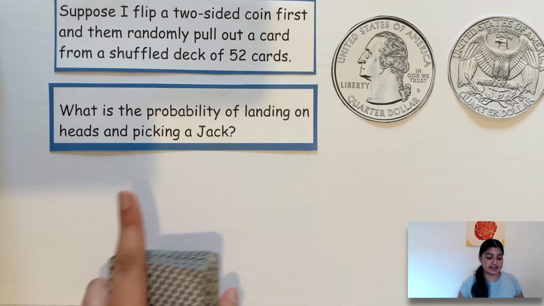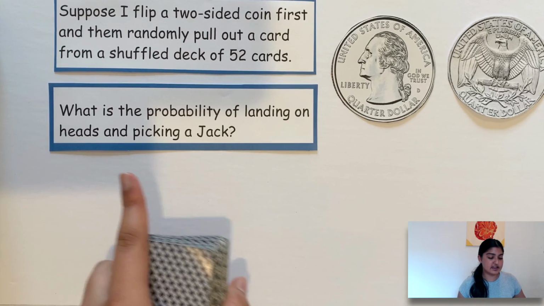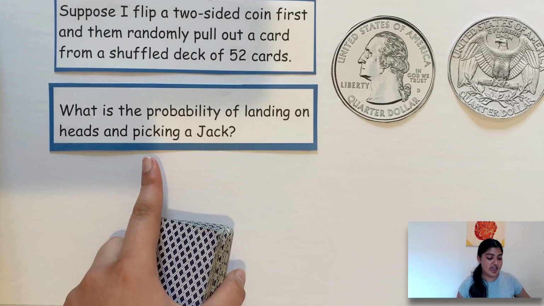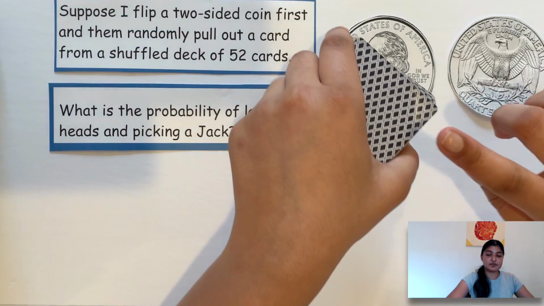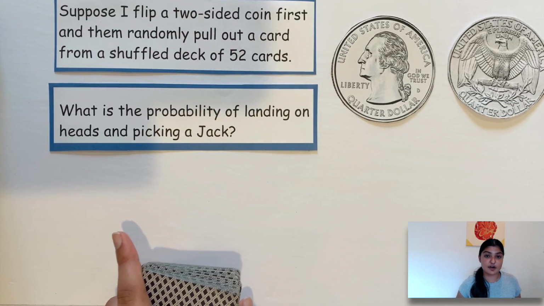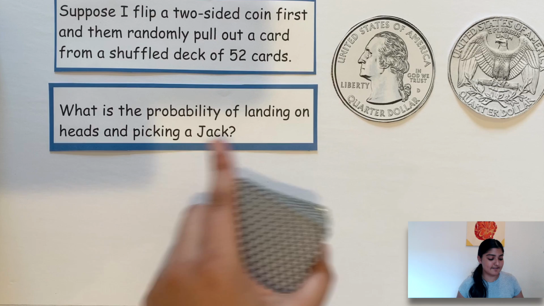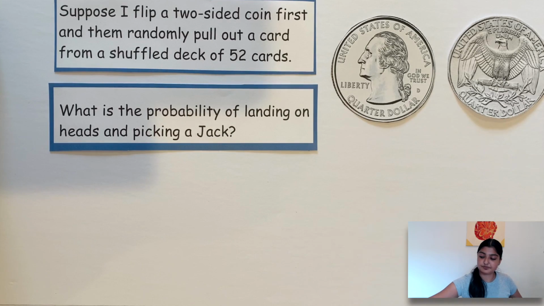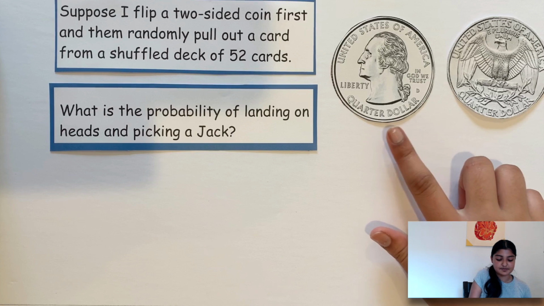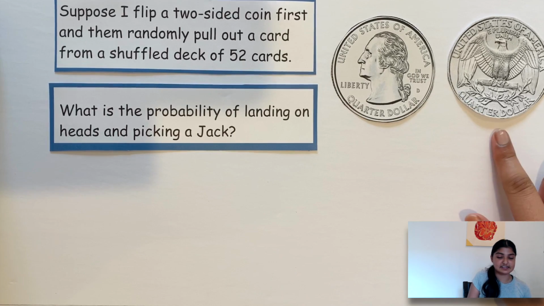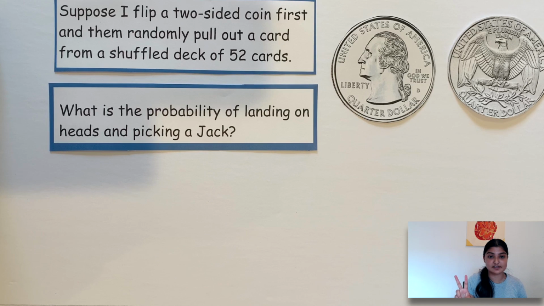As this question is asking for the chances of landing on heads while flipping our 2-sided coin and the probability of picking a jack from the shuffled deck of cards, let's start by finding the probability or chance of landing on heads when we flip our coin. As you can see, there are 2 sides to the coin, the heads and the tails. So there are 2 possible outcomes. But we want to find the chances of landing on the heads, which means there's 1 favorable outcome. So we know that the individual probability of landing on heads while flipping our 2-sided coin would be 1/2.